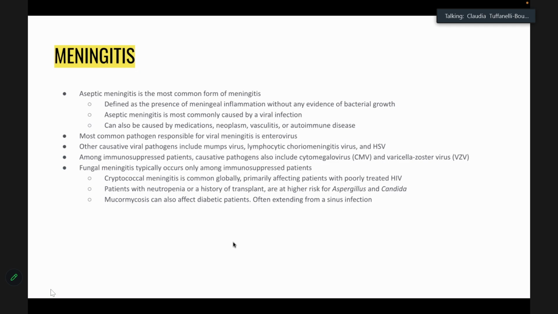And then there's also mucormycosis, which can affect diabetic patients, so kind of a unique one. The story with this is typically a patient will get a sinus infection or be swimming in some water, and then it ascends, goes up into the CNS and will cause this infection.